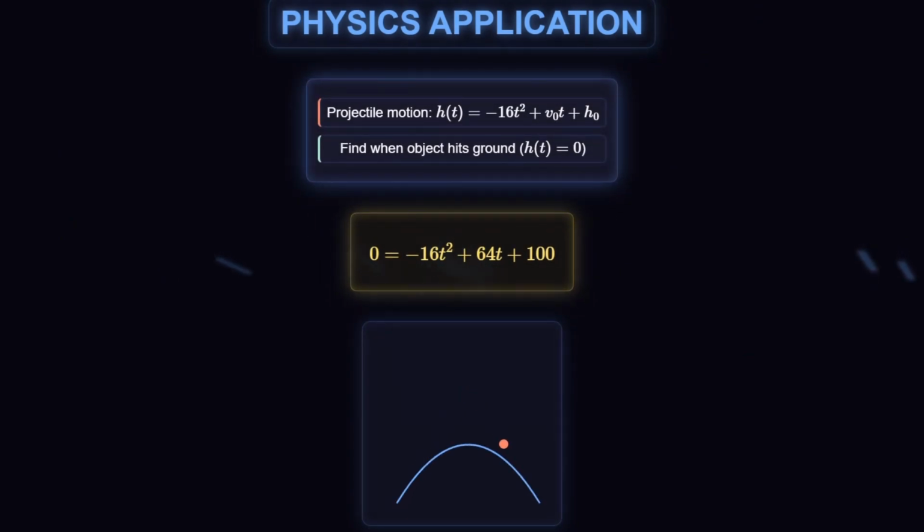In physics, we use the quadratic formula for projectile motion. The equation h(t) equals negative 16t squared plus vt plus h describes height over time. To find when an object hits the ground, we set h(t) equals 0 and solve using our formula.